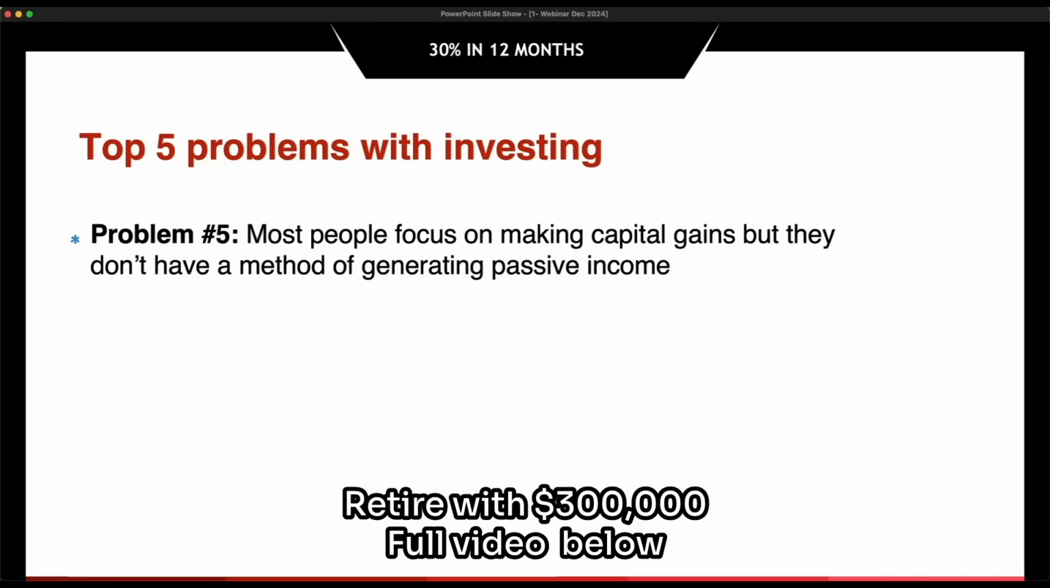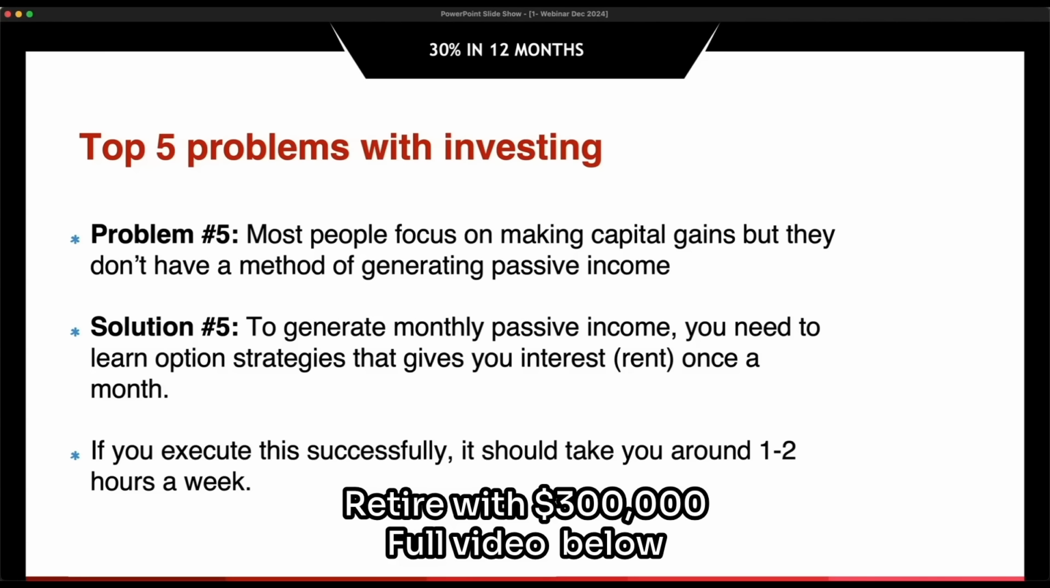Problem number 5. Most people focus on making capital gains, but they don't have a method of generating passive income. Now, to generate monthly passive income, you need to learn option strategies that give you interest. So basically rent once a month. And if you execute this successfully, it should take you around 1 to 2 hours a week, especially if you copy or follow some of my trades as well.